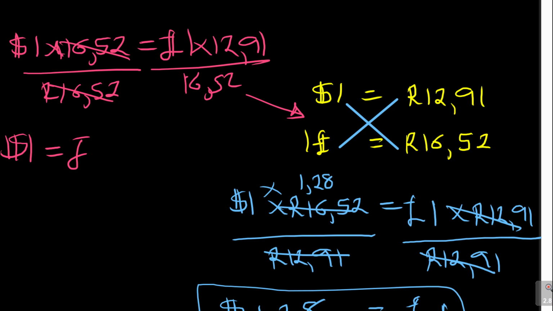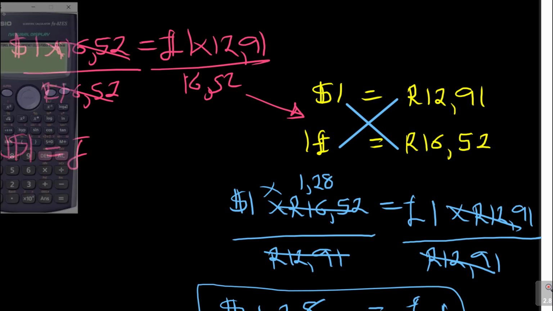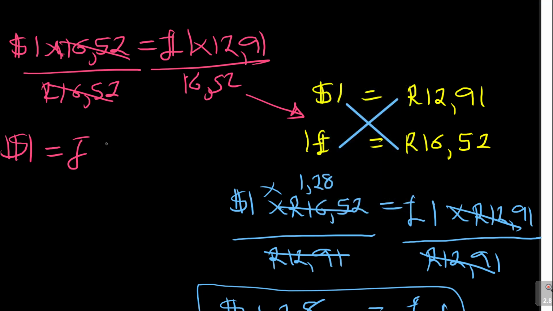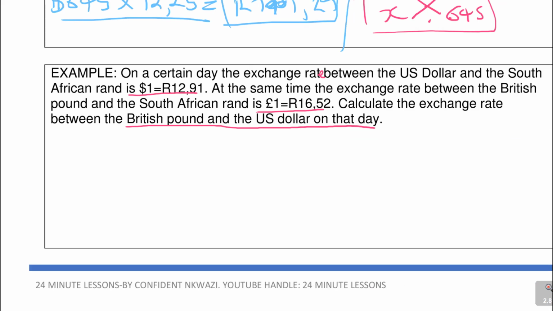Are you with me? So it will be 12,91 over 16,52, which is equal to what? 0,78. So it's 0,78 pounds, meaning the pound is stronger than the dollar. Alright, so guys, that is that.